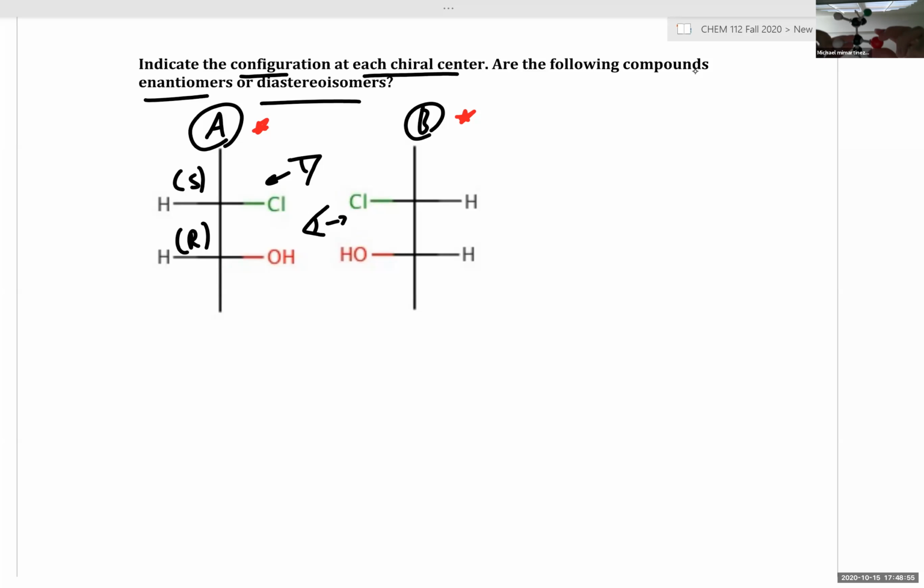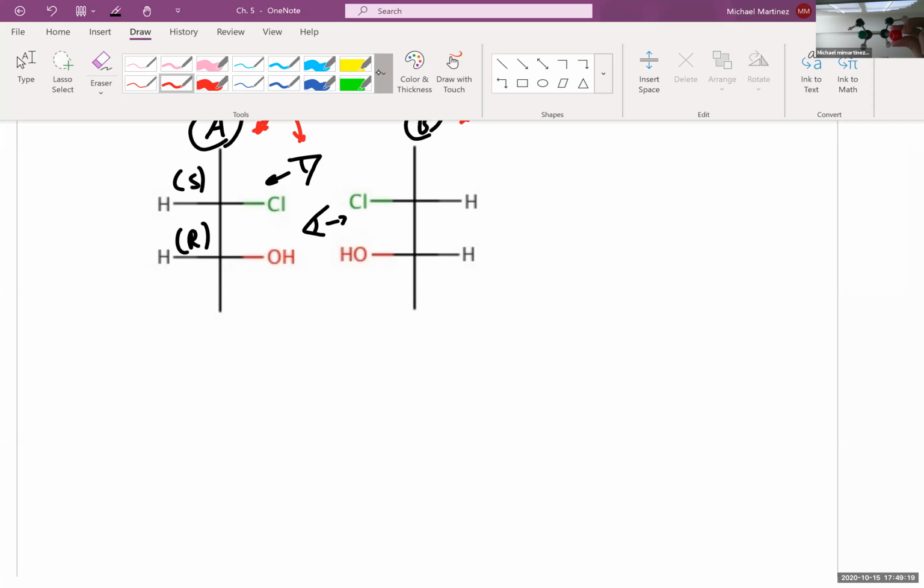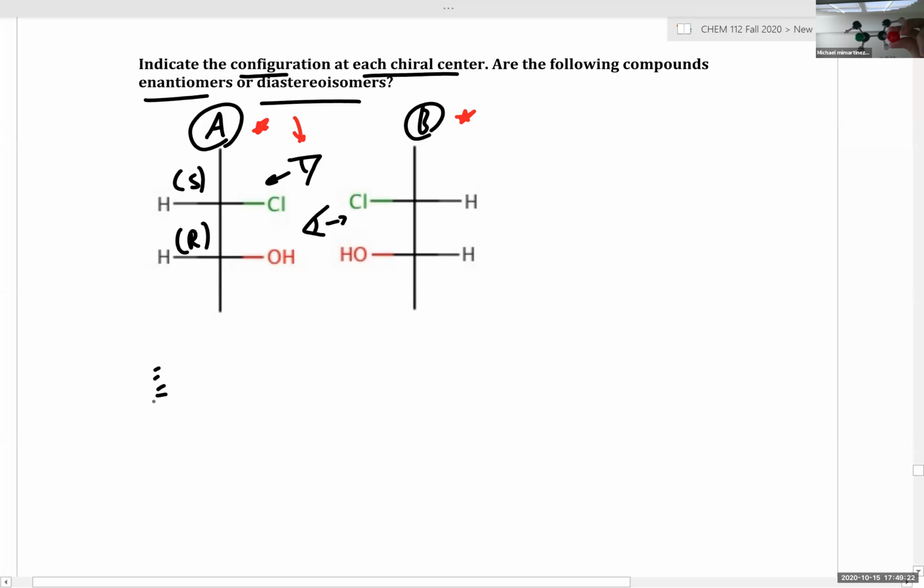Okay, so here is our initial structure. We have our chlorine and alcohol on the right-hand side. We're going to rotate this molecule, so our hydrogens are in the back. And then now we're going to draw what we see. So we started off with the following structure, and after rotating our molecule, we end up with the following.